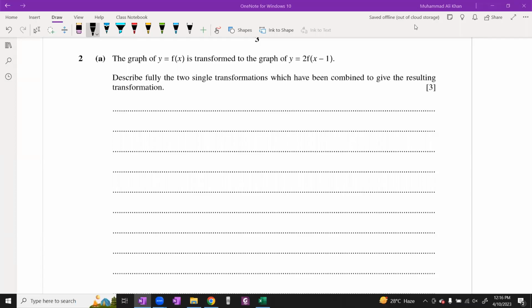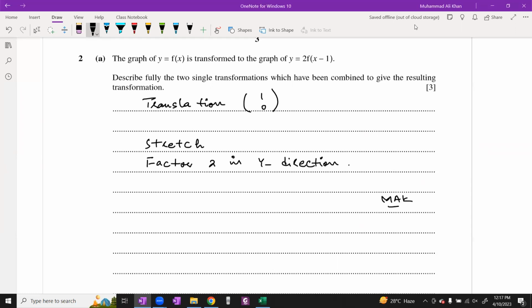Now, question number 2. The graph y equals f(x) is transformed to the graph y equals 2f(x minus 1) plus 3. Describe fully the two single transformations which have been combined to give the resulting transformation. With minus 1 along with x, it is a translation, 1 unit in the x direction and 3 in the y direction. The function is multiplied by 2, so it is a stretch. If the factor 2 multiplies the function, it is in the y direction. If x is multiplied, it is in the x direction. Hopefully it is clear.